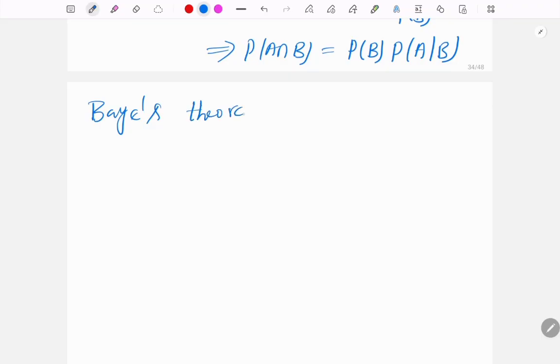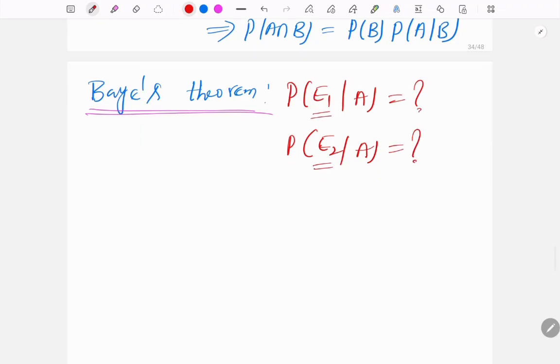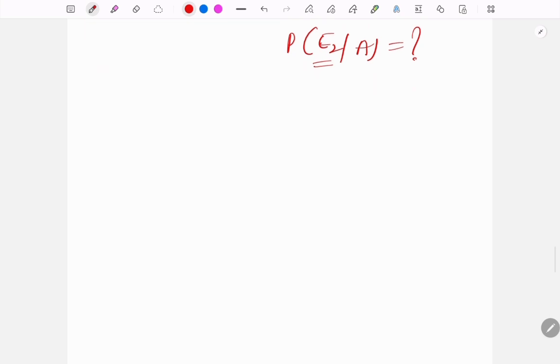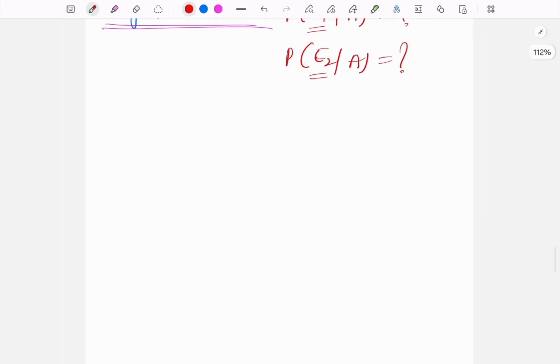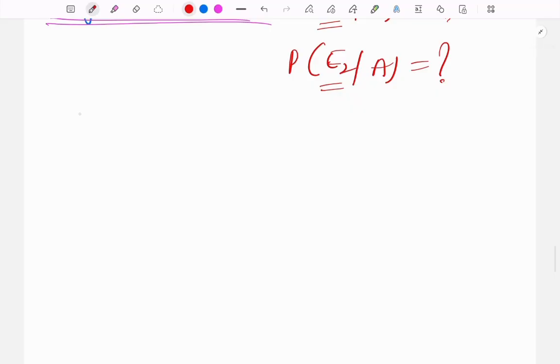Bayes' theorem. In this one, they will ask for that particular event's probability. Suppose how they will ask a question, right? They will ask like P of E1 given A equal to how much, P of E2 given A is how much, like that. It means E2 is favorable, E1 is favorable, like that. Very simple. If you do one question, you will get clarity. Simple. And how to approach this type of problems also.